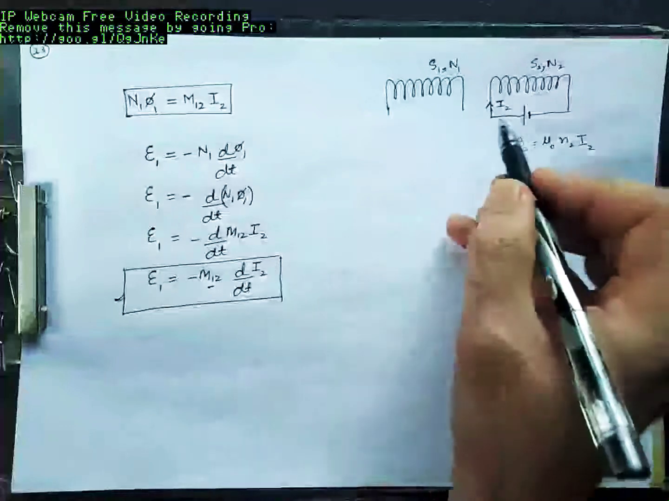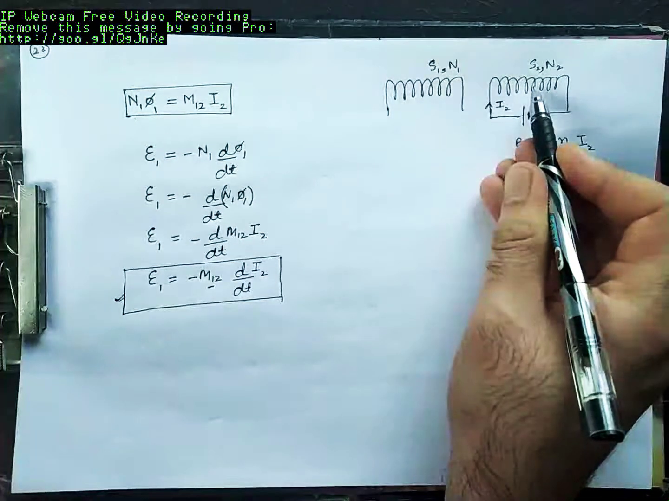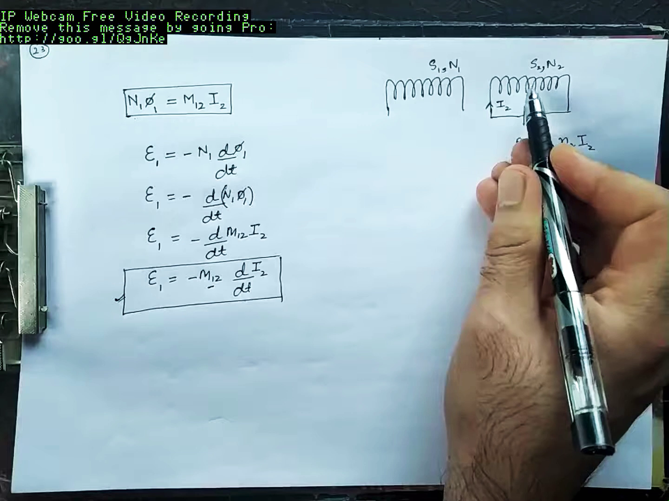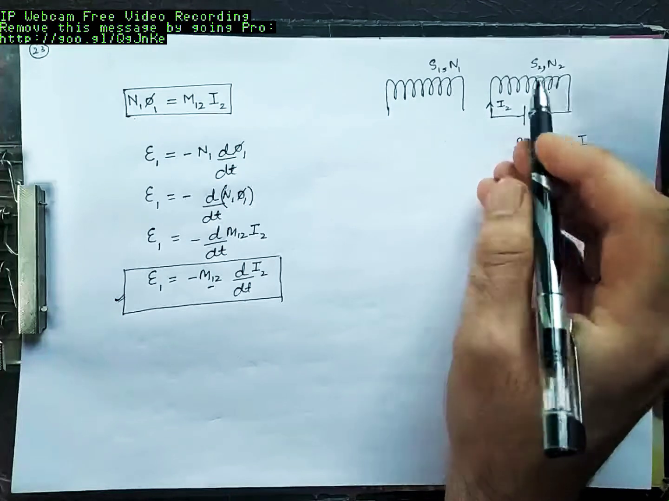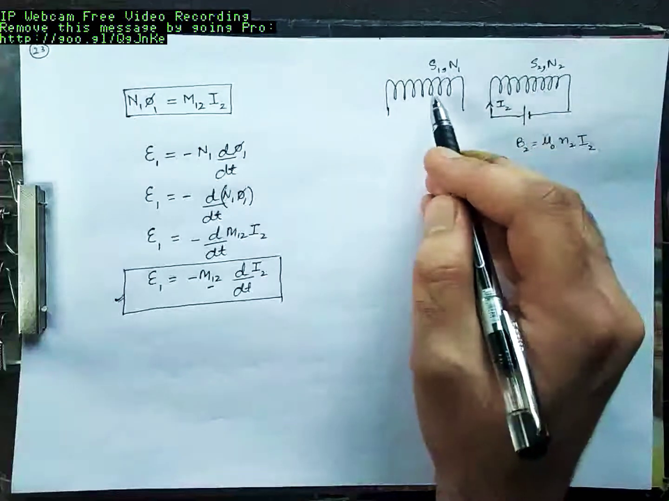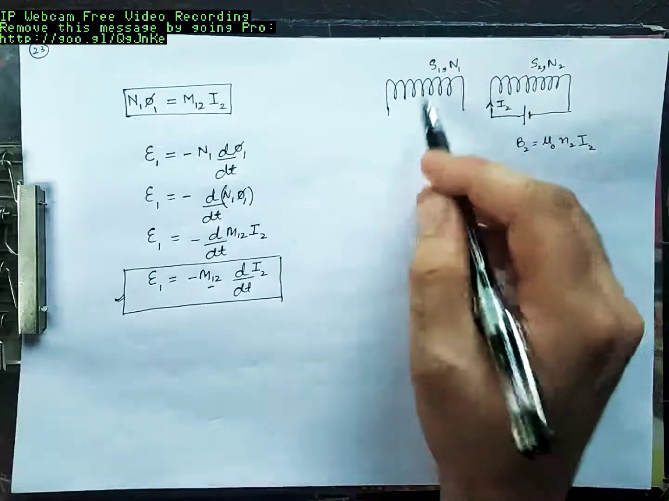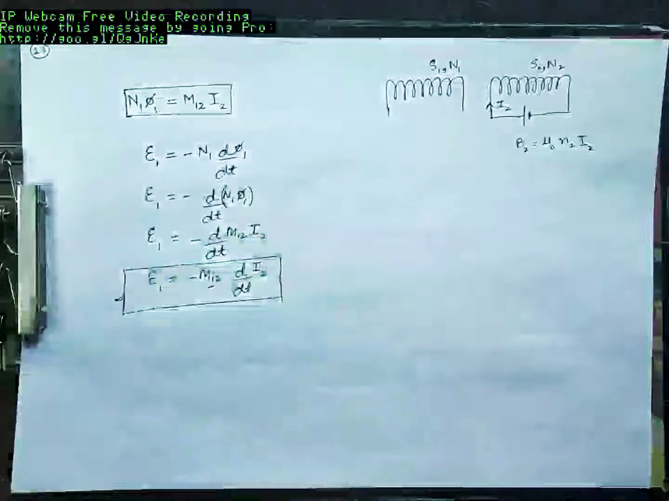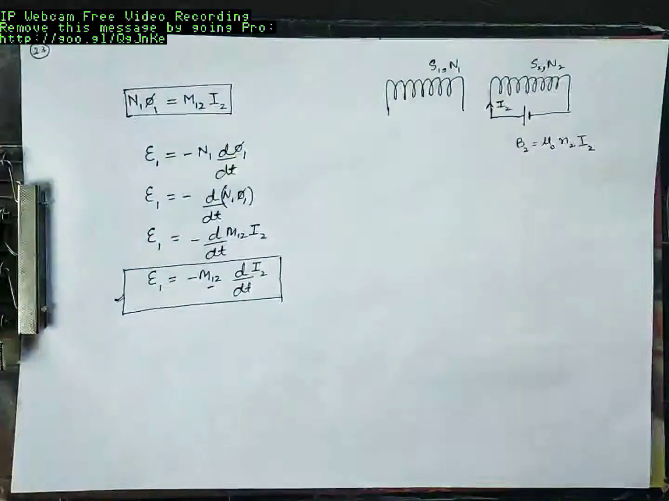When current I2 changes, the magnetic field produced by solenoid S2 changes. When the magnetic field produced by solenoid S2 changes, the flux produced by S2 changes. When the flux produced by S2 changes, that means the flux linking S1 changes. When the flux linking S1 changes, we know that it will have an EMF induced across it. Fine.